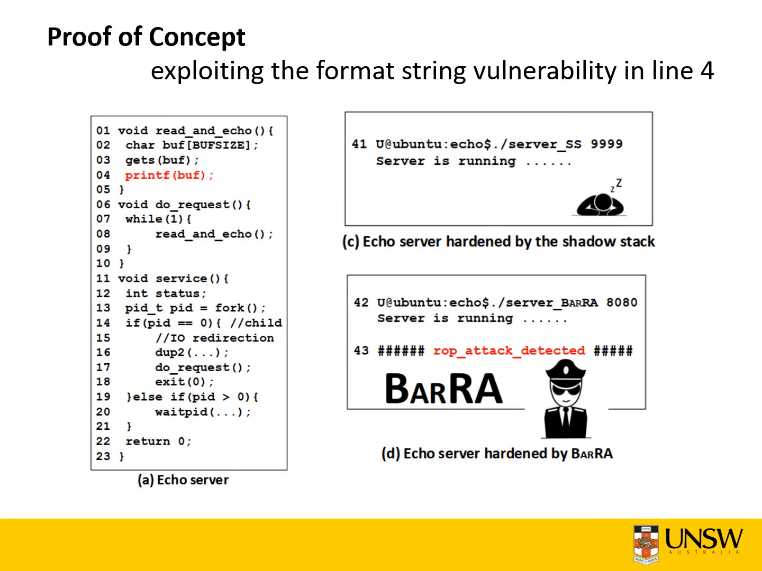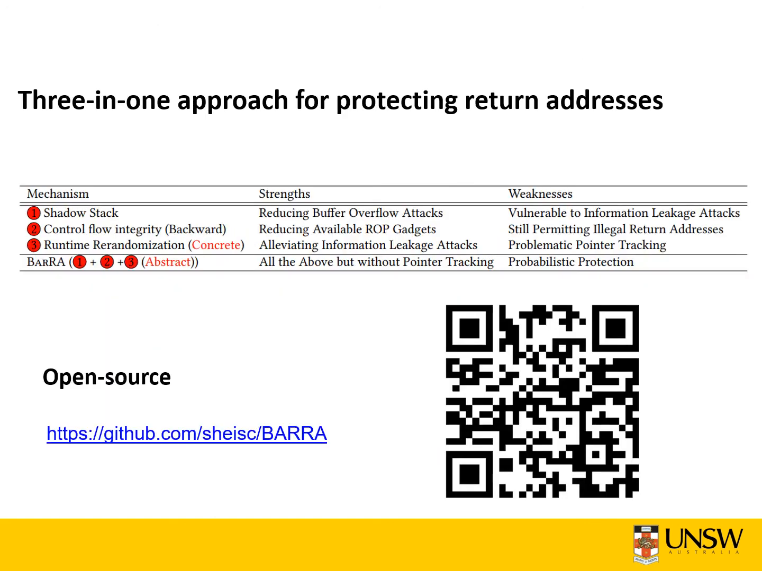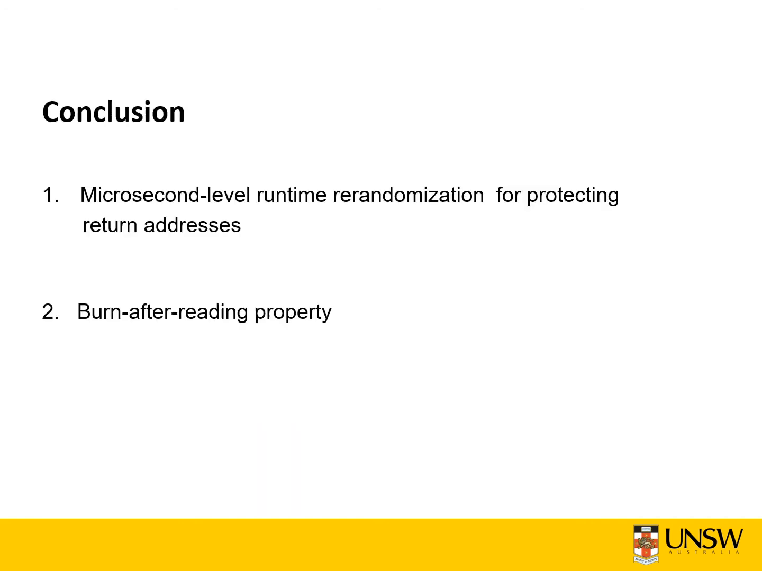By exploiting the format string vulnerability at line 4, we give a proof of concept attack to show the effectiveness of BALA. In fact, BALA is a 3-in-1 solution, which naturally combines shadow stack, control flow integrity, and runtime rerandomization together. We have also open sourced our prototype. In a word, we provide a microsecond-level runtime rerandomization technique for protecting return addresses.